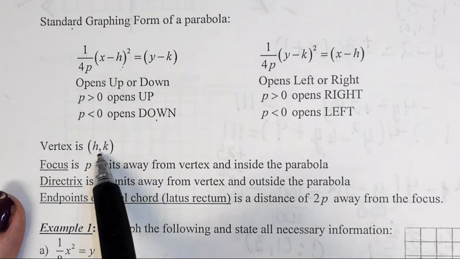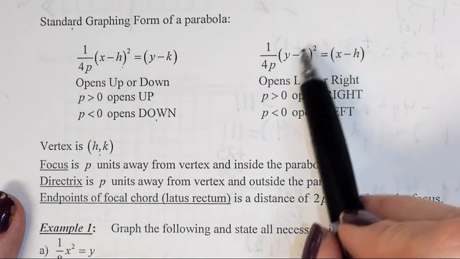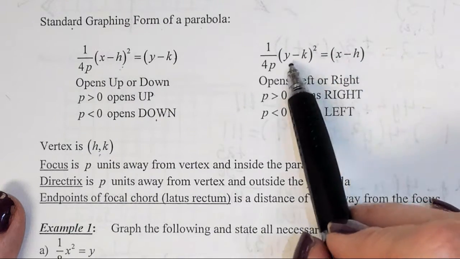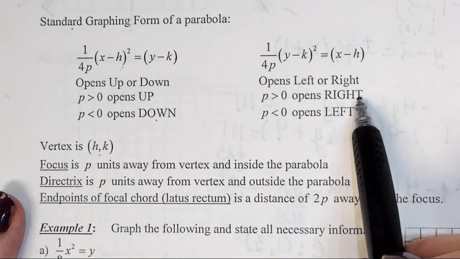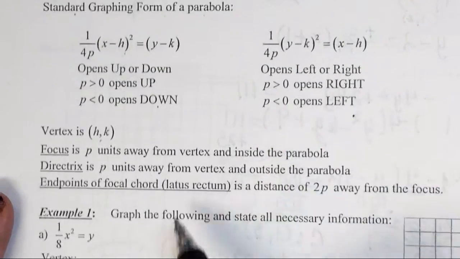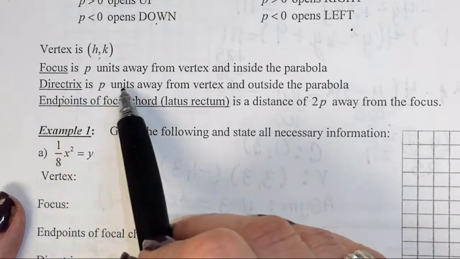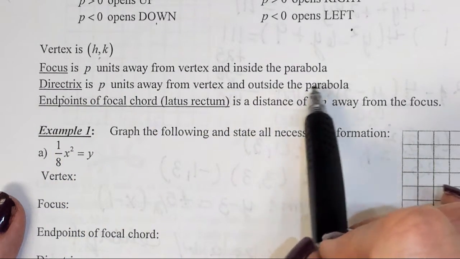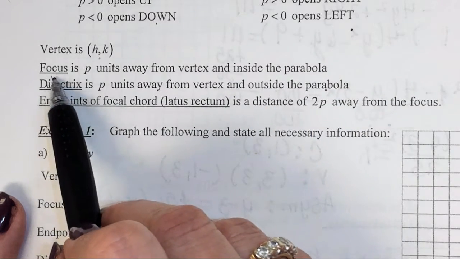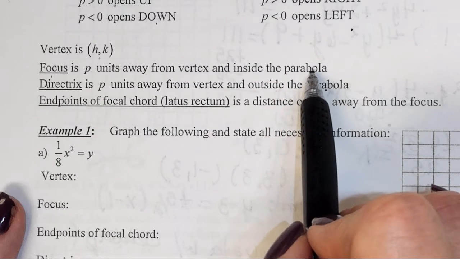(h, k) is going to be the vertex. If it opens right or left, then y is going to be getting squared, not the x. When p is greater than 0, it opens right; when p is negative, left. So this is going to be very familiar to you. The directrix is always p units away from the vertex, and it's always outside of the parabola. The focus is the point that's p units away from the vertex, and it's inside the parabola.